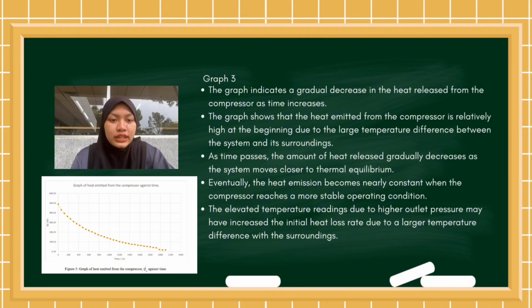For graph 3, the graph indicates a gradual decrease in the heat released from the compressor as time increases. The graph shows that the heat emitted from the compressor is relatively high at the beginning due to the large temperature difference between the system and its surroundings. As time passes, the amount of heat released gradually decreases as the system moves closer to thermal equilibrium. Eventually, the heat emission becomes nearly constant when the compressor reaches a more stable operating condition. The elevated temperature readings due to higher outlet pressure may have increased the initial heat loss rate due to a larger temperature difference with the surroundings.